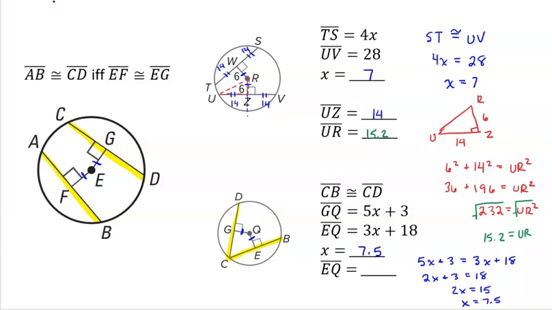And then if they asked us to go back and plug in for EQ, we have 3 times that 7.5 plus 18, and that gives me 40.5. And that's our video covering arcs and chords.